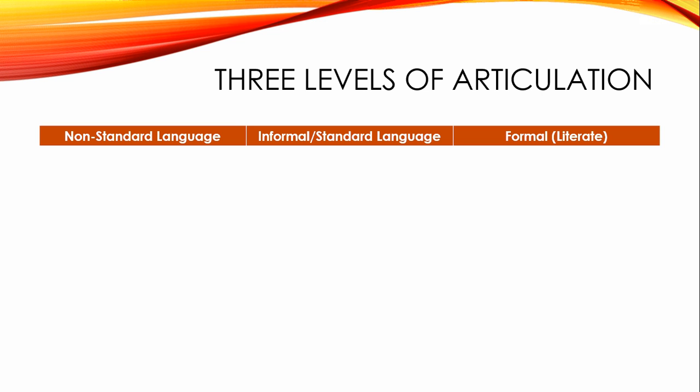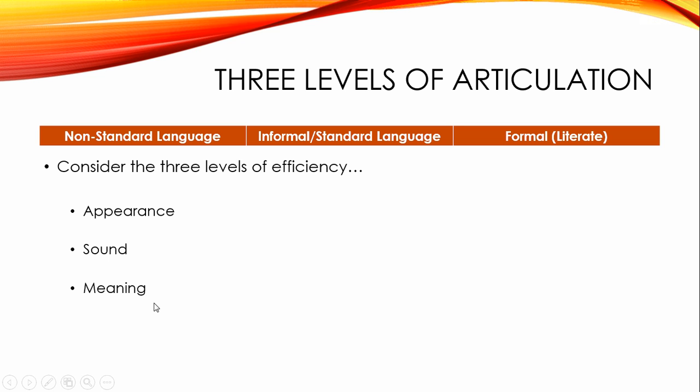So we have 3 levels of articulation, and you can see right up here on my top bar I have the start of a chart going. I have non-standard language, informal standard language, and formal literate language. Think about your 3 levels of efficiency: appearance, sound, and meaning. Now, if I'm in the formal literate category, most of the words will appear, sound, and have a higher elevated meaning. If I'm in that non-standard language, that's where we'll hear vulgarity, you'll hear specific jargon. The appearance, the sound, and the meaning is going to be over here. It always matches the category that it falls under.